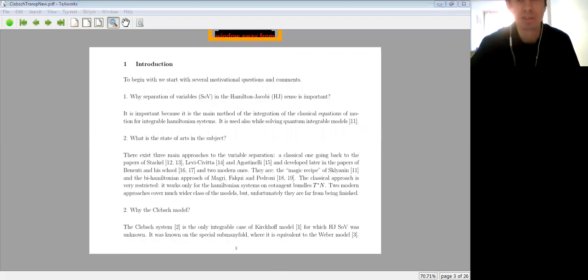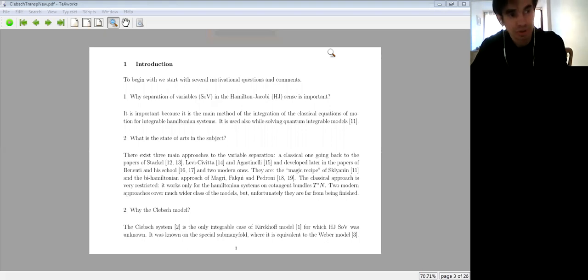Here I need to say also that there is a kind of separation of variables for the Clebsch model in general. There is an old paper of Kötter, but the variables of separation of Kötter are not canonical ones, and we are not in the Hamilton-Jacobi settings. So let me pass to the definition.